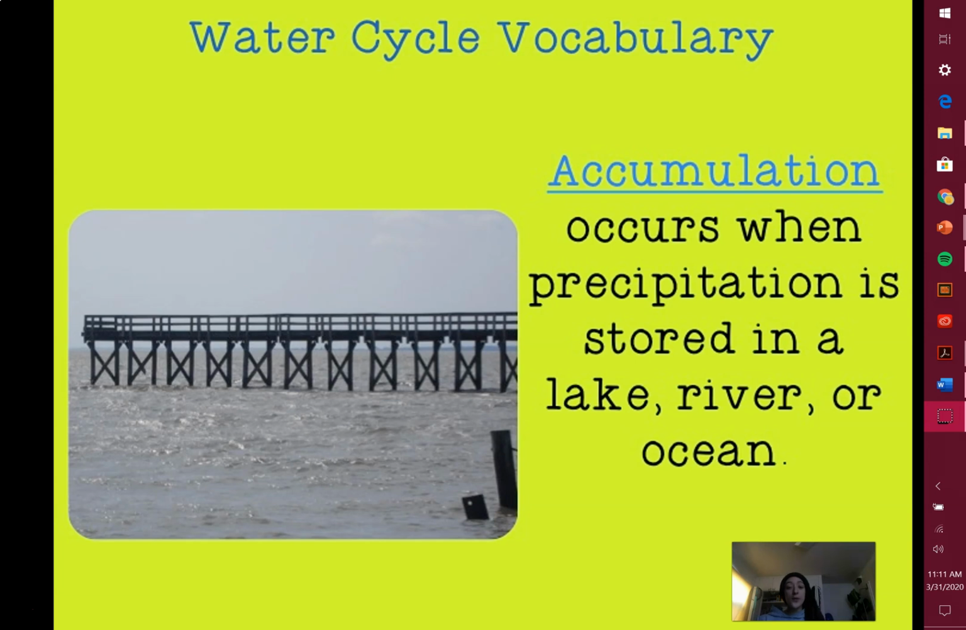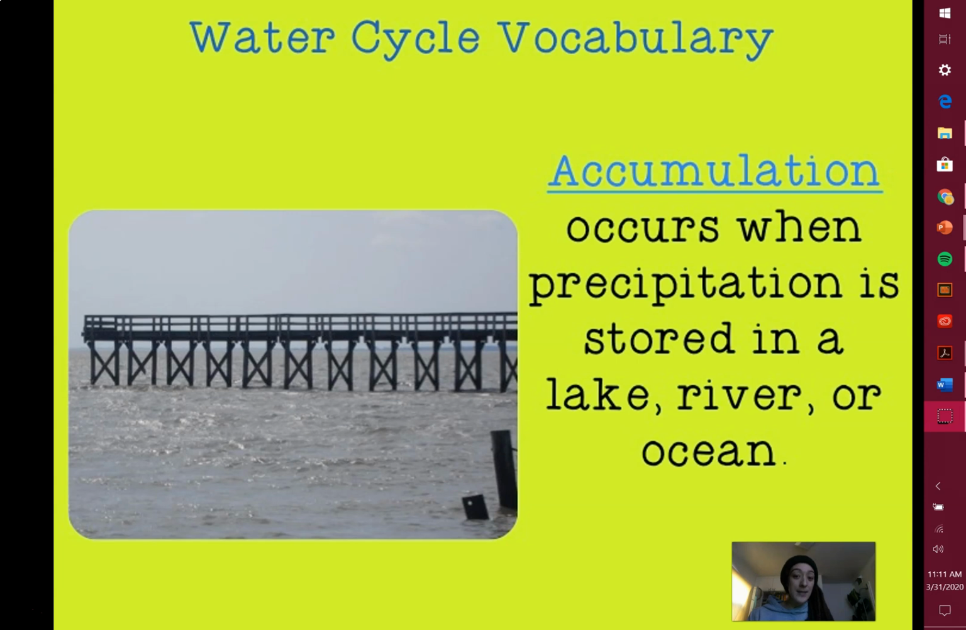So accumulation, another way to say accumulation is also collection, right? Accumulation is just when all of that water ends up in one place together. It collects together, right? It's not social distancing. Instead, it's gathering in one place, like we're not allowed to do right now. So accumulation occurs when precipitation is stored in a lake, a river, or an ocean, right?